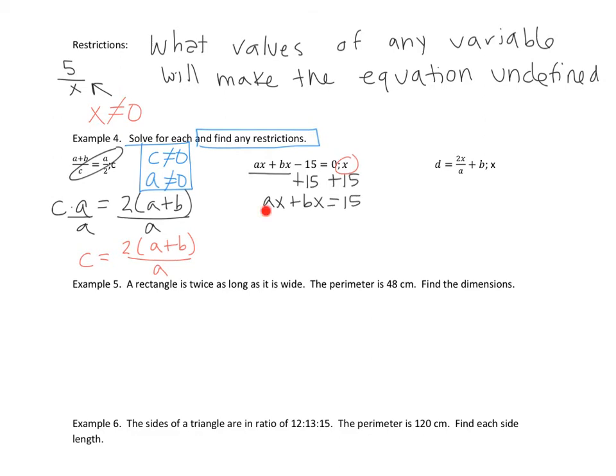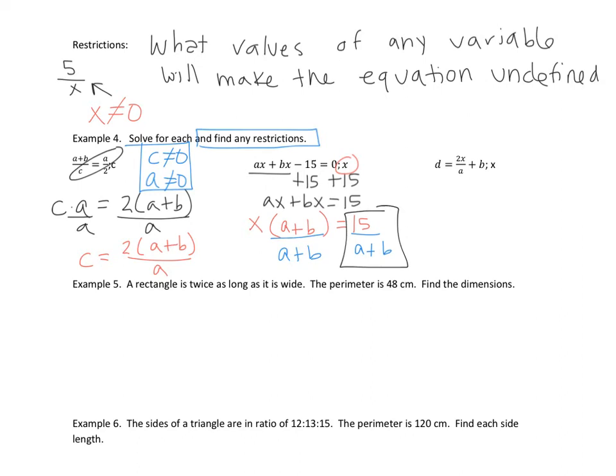But I can see in here that both of these have x, so I could actually factor out an x. So now I'm going to have a plus b on the inside. So now if I factor out an x, I can divide by a plus b. So x is equal to 15 over a plus b.